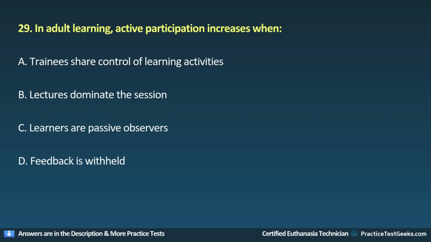29. In adult learning, active participation increases when A. Trainees share control of learning activities. B. Lectures dominate the session. C. Learners are passive observers. D. Feedback is withheld.